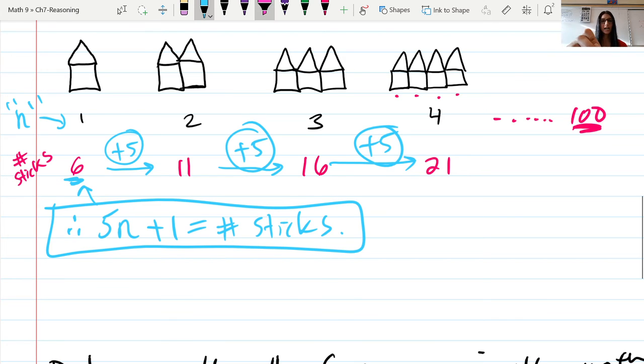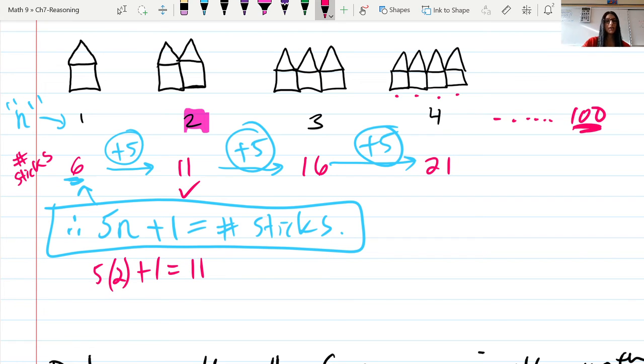So how I could double check that is I could take diagram number 2 and say, okay, there should be 11 sticks in there. So if I plug in a 2 for diagram number 2, 5 times 2 would be 10, 5 times 2 plus 1. So I should get 11 sticks, which is what I actually have there. So I know that my equation actually is true, and this really does make sense. So 5n plus 1 would be my equation.